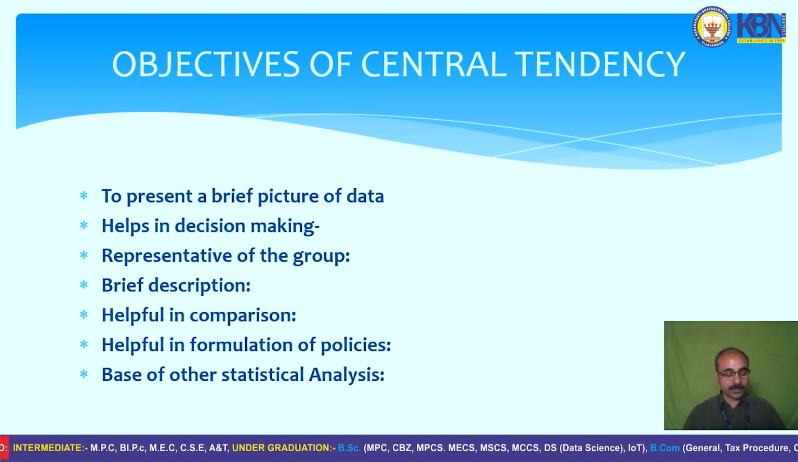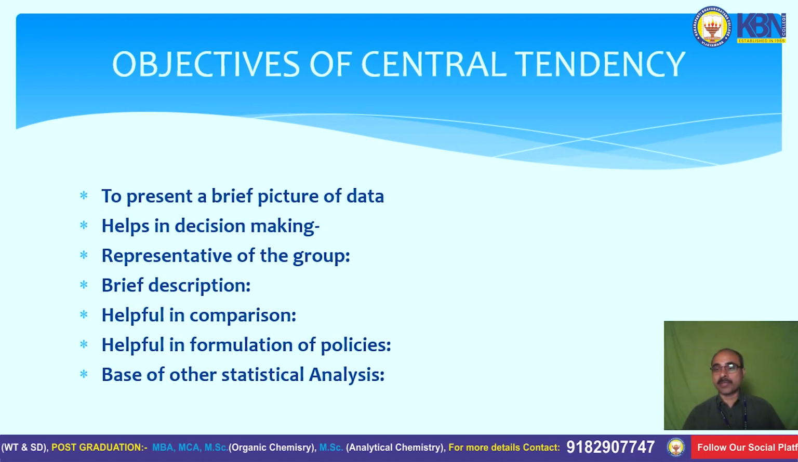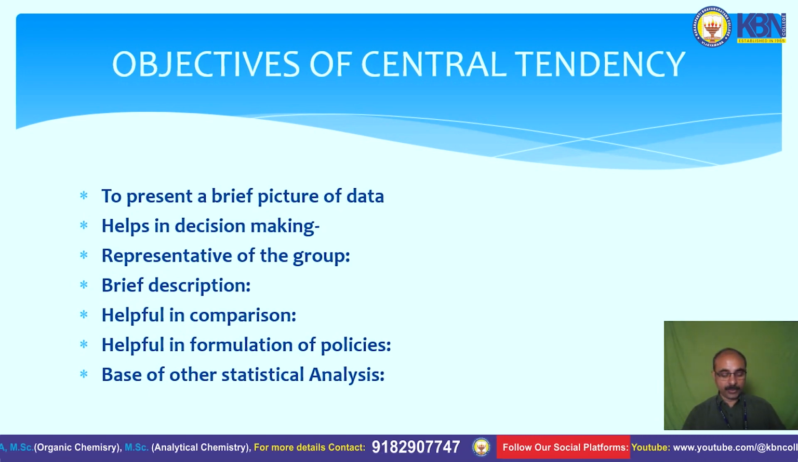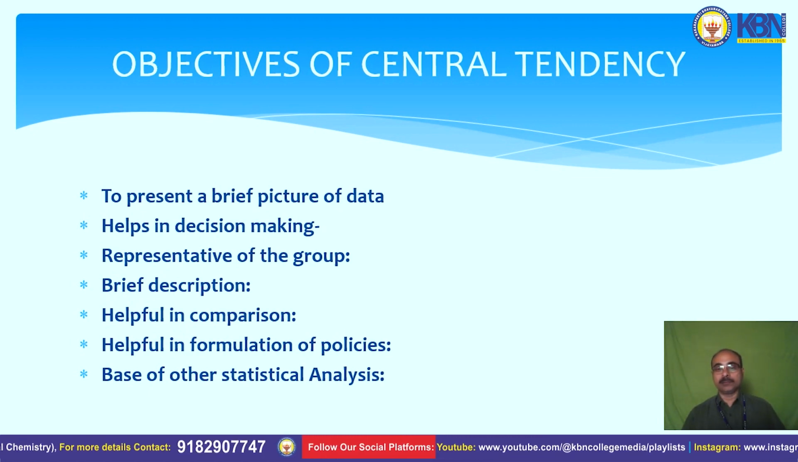The objective of central tendency is to present a brief picture of the data. That means it gives a brief description of the main features of the entire data. Second, it helps in decision making, by planning and developing business and the economy. Third, it acts as a representative of the group. That means an average represents all features of a group, hence the results about the whole group can be derived from that particular value.